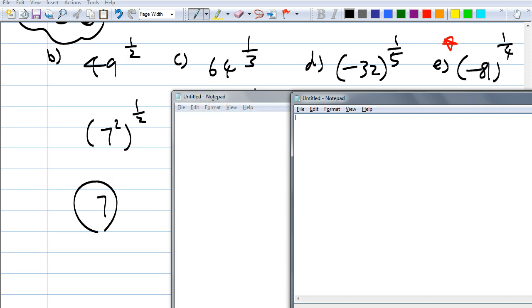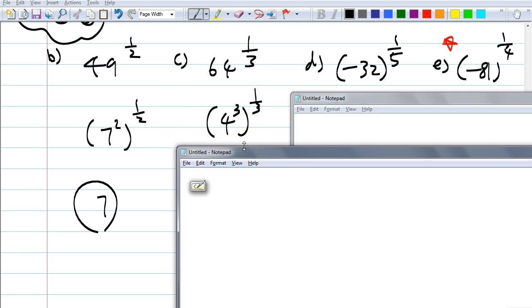64. How many people did a factor tree for 64? What'd you get? 16. It's 4 to the third. Don't you get 4 to the third, to the 1/3? Now, did anybody do 2 to the 6th? Because it isn't just 4 to the third. If you could keep going, right? So you get the same answer.